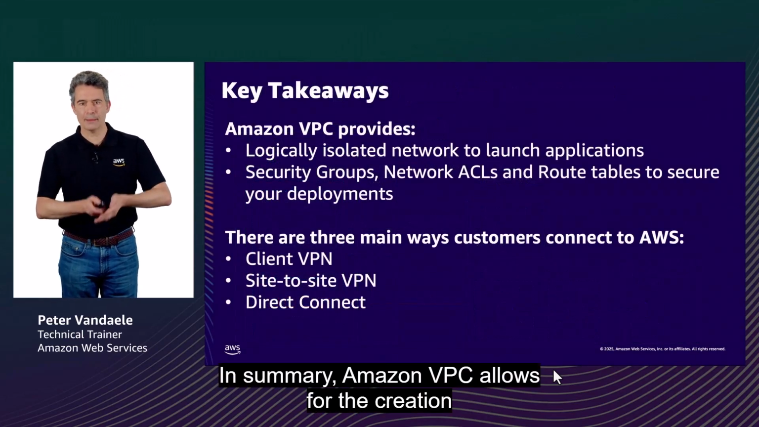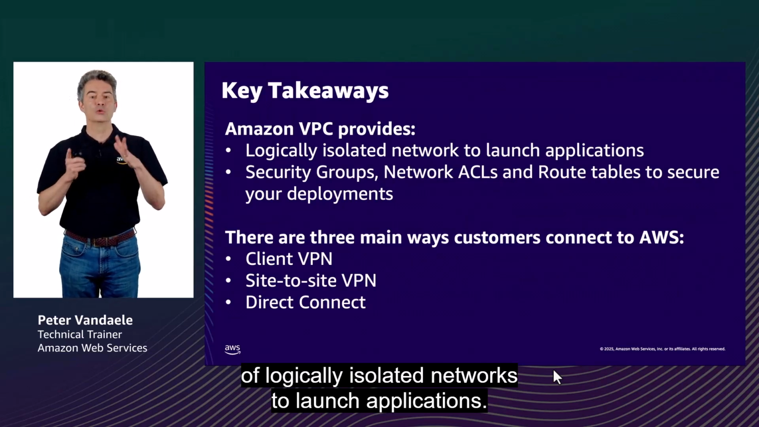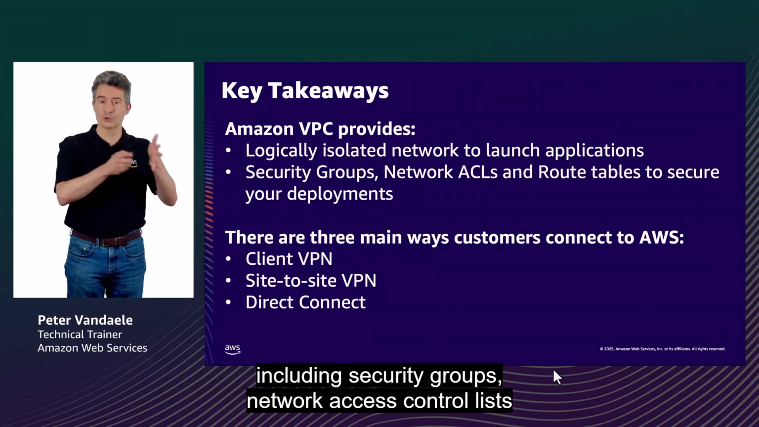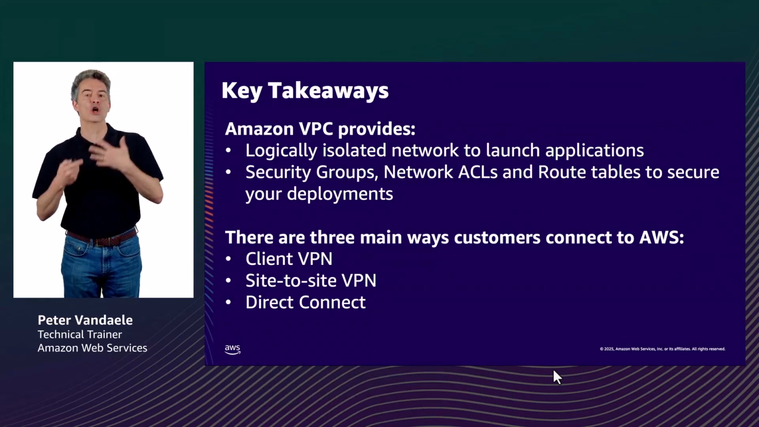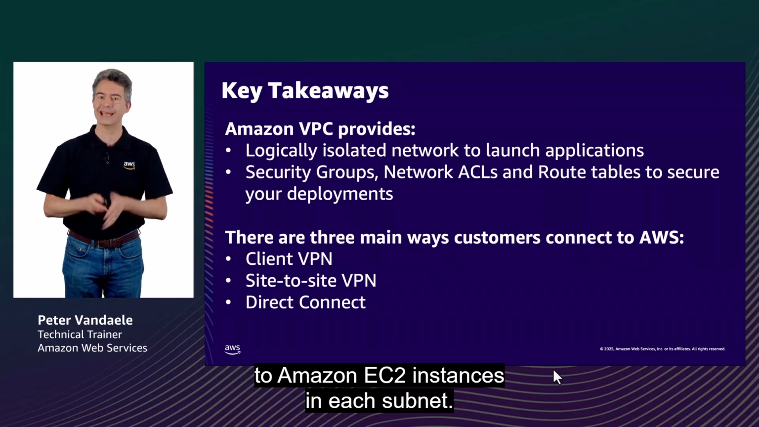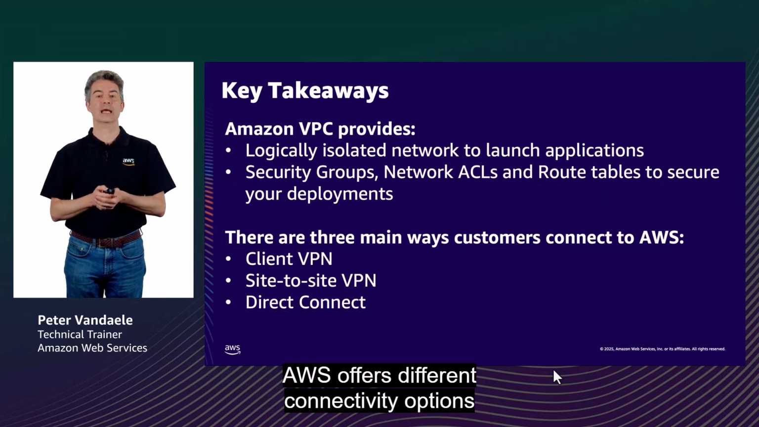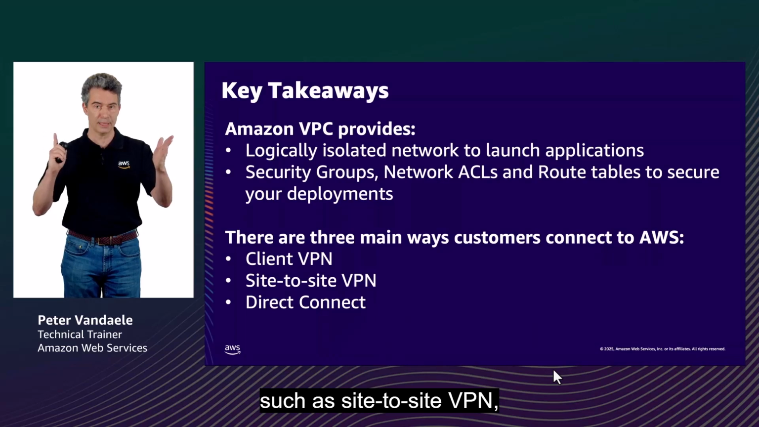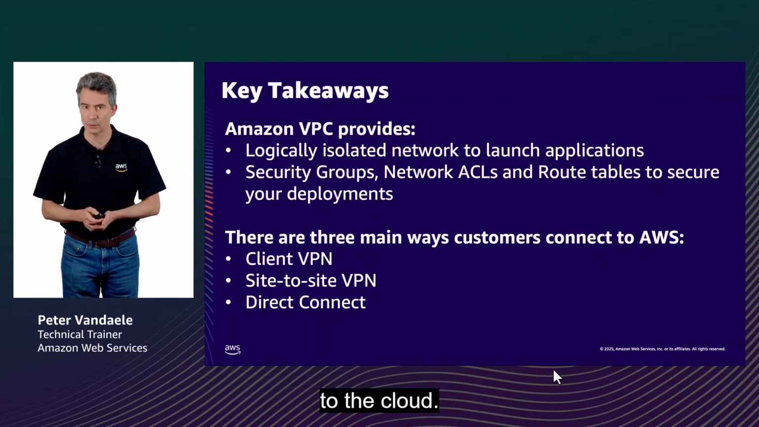In summary, Amazon VPC allows for the creation of logically isolated networks to launch applications. With VPC, you can use multiple layers of security, including security groups, network access control lists, and route tables to help control access to Amazon EC2 instances in each subnet. Finally, for hybrid networks, AWS offers different connectivity options such as site-to-site VPN and Direct Connect to connect on-premise data centers to the cloud.